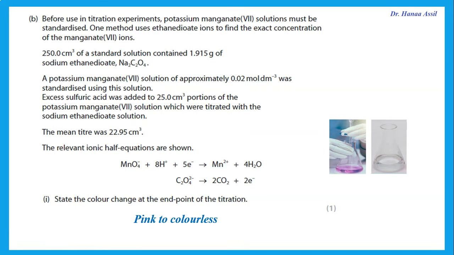Don't say purple, because we've been titrating it, we've been adding ethanedioate. So the purple color that we start with at the very beginning has been diluted or removed step by step until near the end point it is actually pink, not purple. And then once all the permanganate has been used up, it turns colorless.